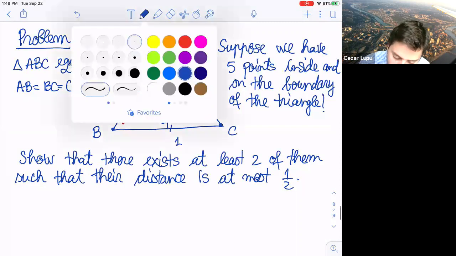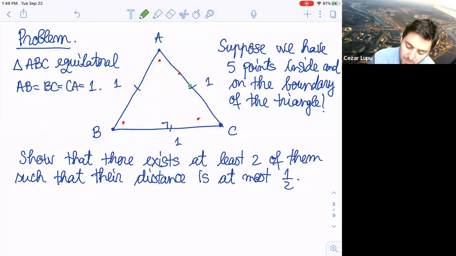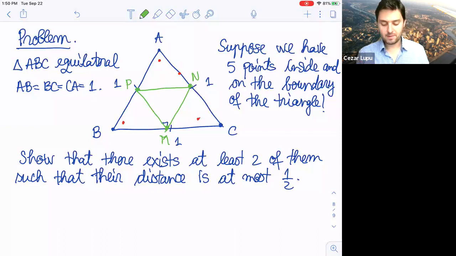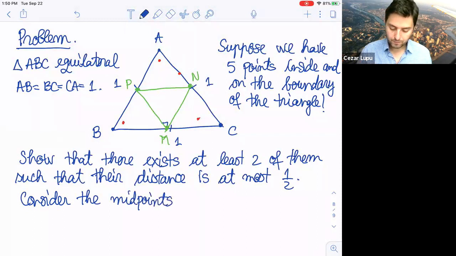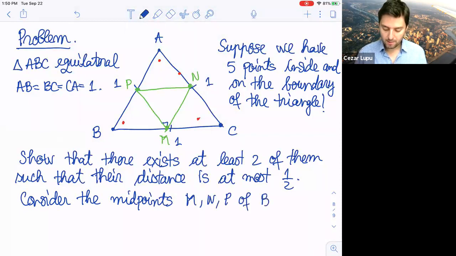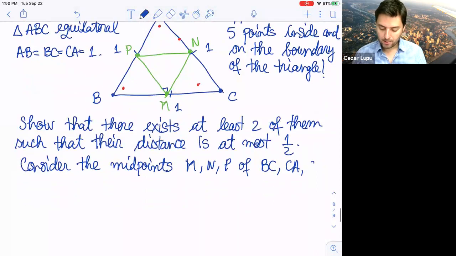Let me give you the idea. What if we consider the midpoints? Look here. Let's say M, N, and P. So consider the midpoints M, N, and P of BC, CA, and AB.